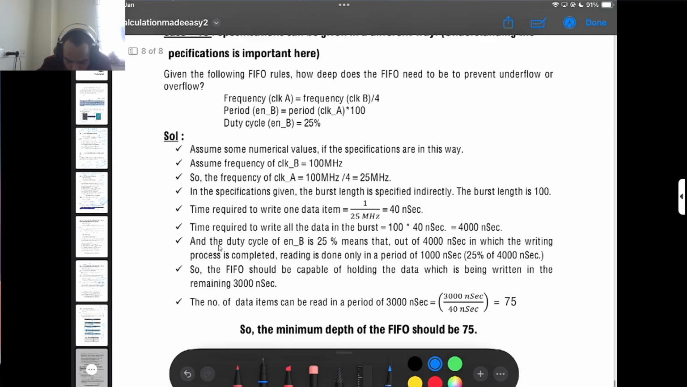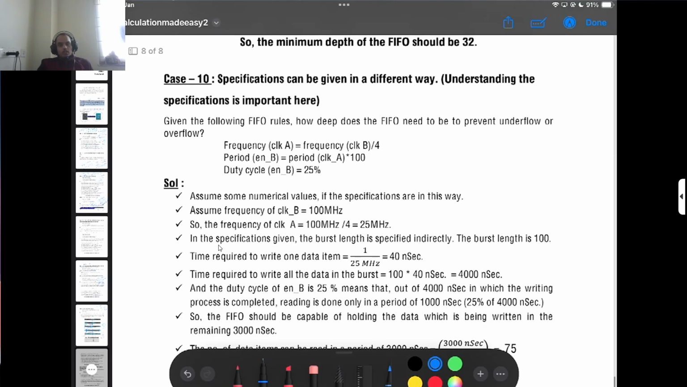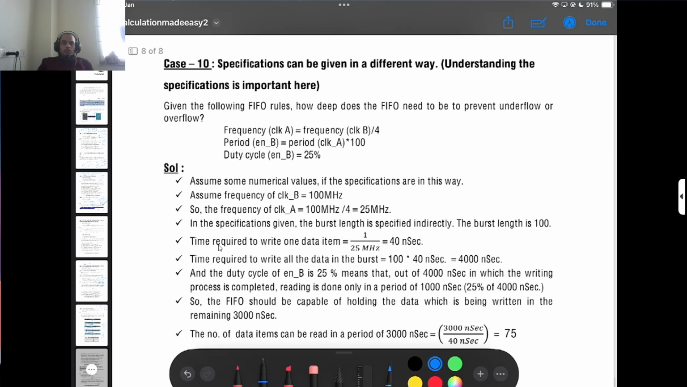And the last problem, that is number 10. The specification can be given in a different way. Understanding the specification is important here. So given the following FIFO rules, how deep does the FIFO need to be to prevent underflow or overflow? So this is the question.